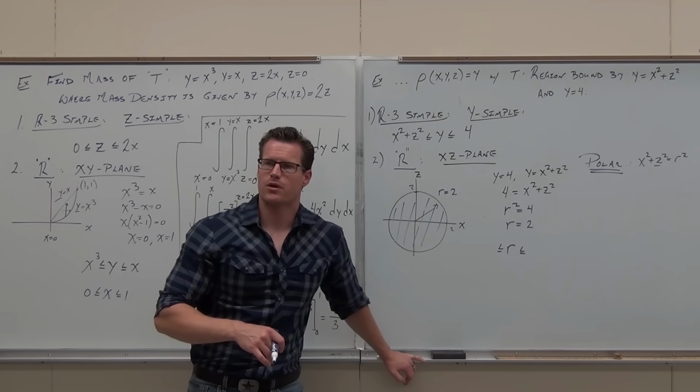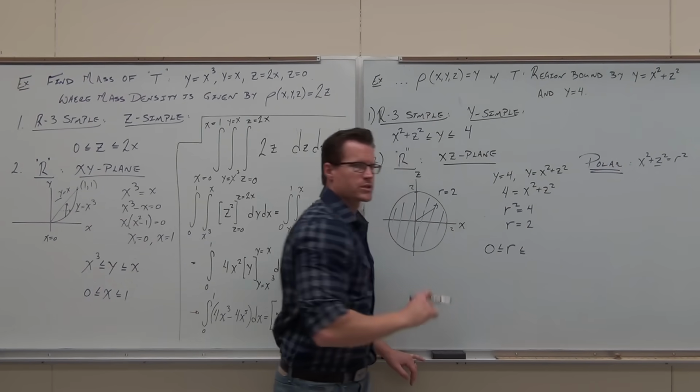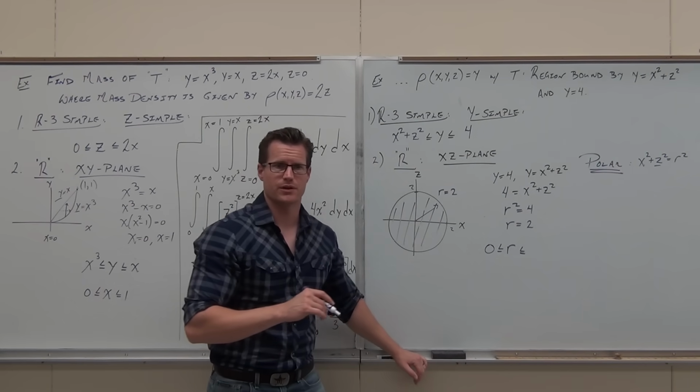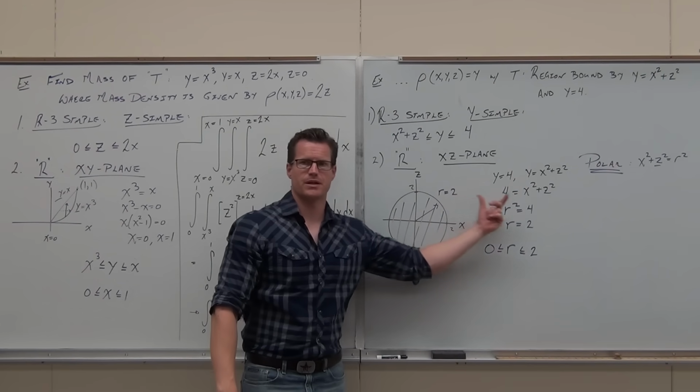What's the small value for r? Think back to polar. 0. Start the region immediately, 0. What's the large value? Wherever you hit your function is the large value. 2. I love constants. 2. If that had been like r cosine theta, you'd put r cosine theta.